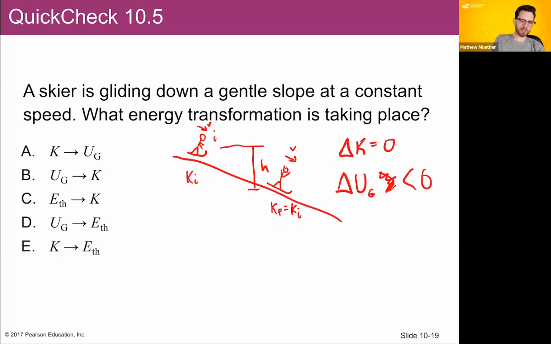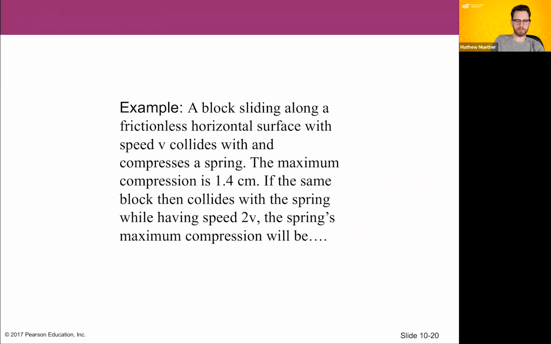Where did that extra energy go? Right, it went into the thermal energy. The change in the thermal energy then has to be positive to pick up that extra energy. And so this is a case where I'm taking gravitational potential energy and converting it into thermal energy.